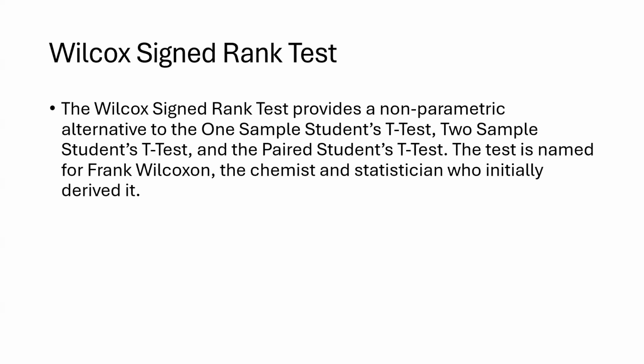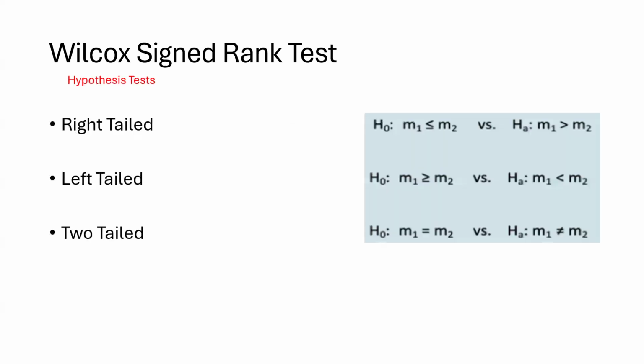So we're going to talk primarily about the Wilcoxon signed rank test. And this test provides a non-parametric alternative to the one sample student's t-test, the two sample student's t-test, and the paired student's t-test. The test is named for Frank Wilcoxon, the chemist who initially derived it, and it's commonly shortened to the Wilcox signed rank test. And here are the hypothesis tests for each: the right-tailed, left-tailed, and two-tailed.